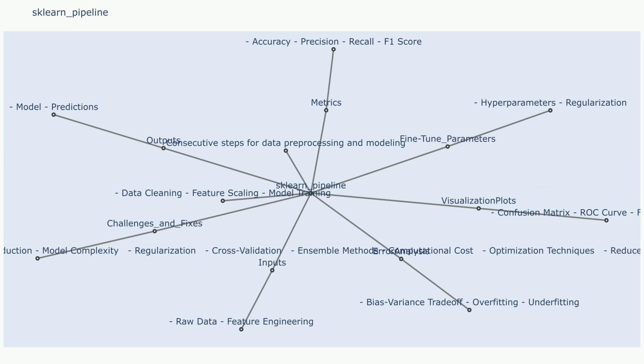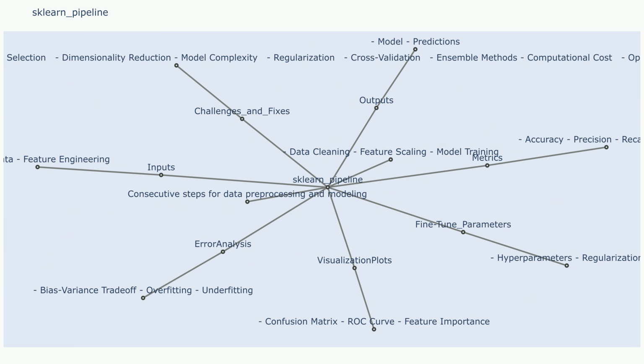Visualization plots. Confusion matrix visualizes the classification results, displaying the number of correctly and incorrectly classified instances for each class. Useful for analyzing model performance in multi-class problems. ROC curve plots the true positive rate against the false positive rate at different classification thresholds. Helps assess the trade-off between sensitivity and specificity.